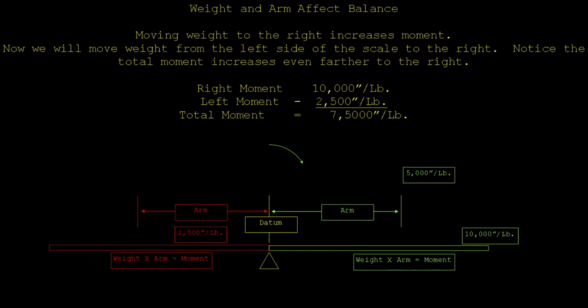If we subtract the 2,500 inch-pounds on the left from the 10,000 inch-pound moment on the right, we get a total moment of 7,500 inch-pounds, which is 2,500 inch-pounds more than we started with. So as you can see, moving weight to the right will always increase the moment, even if we move the weight from the left side.